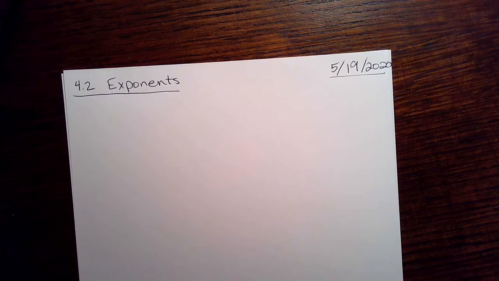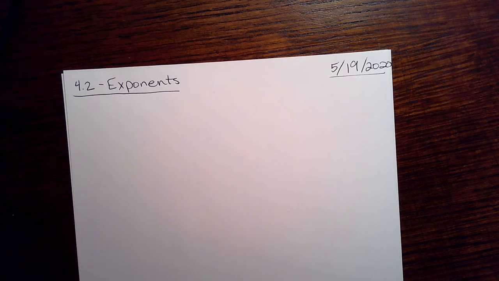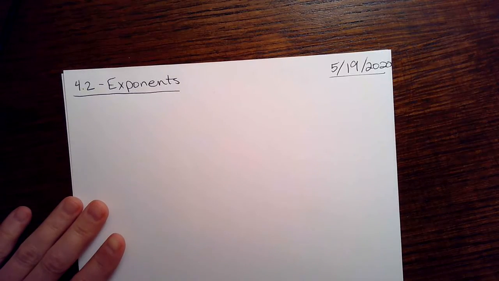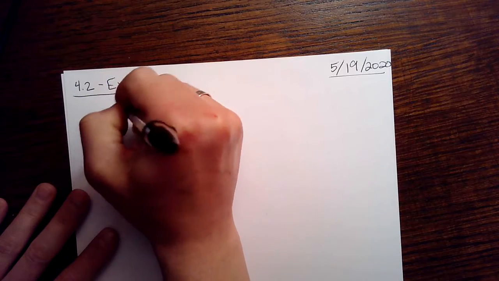Hey folks, we'll be ending our semester looking at a couple sections from chapter 4 all about exponents. So we're going to start with section 2, which is actually just named exponents. And as we talk about exponents, we're really talking about a simplified way of showing repeated multiplication.